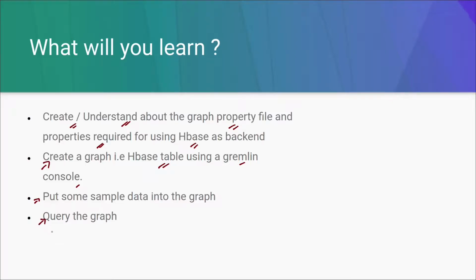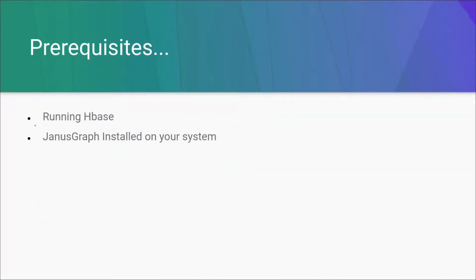Let's move ahead and see the prerequisites for this session. So for this session, you should have a running HBase on your system. Secondly, you should have Janus Graph installed on your system. For both of these, we have already created sessions. You can refer to those. I'll put the link in the description. Now let's move ahead and see the properties.